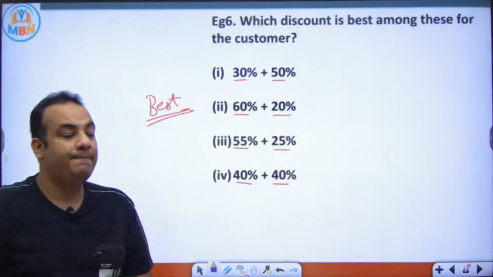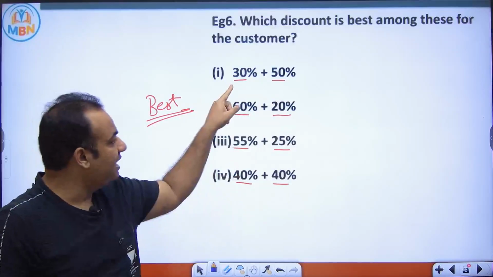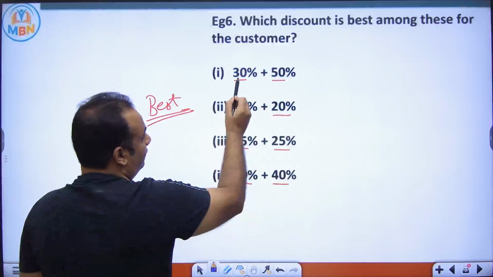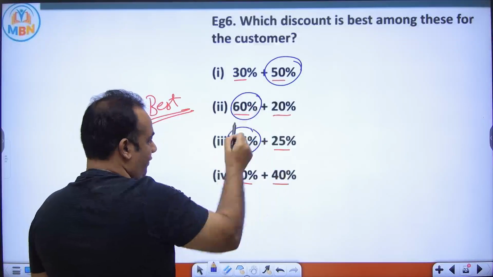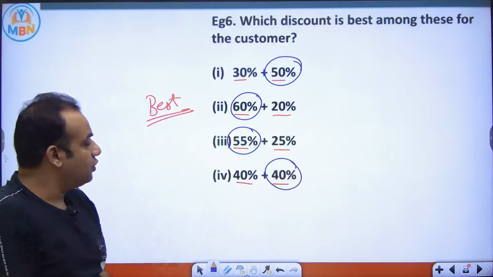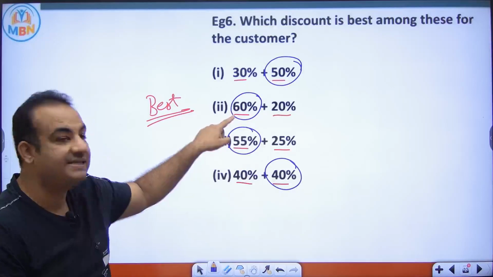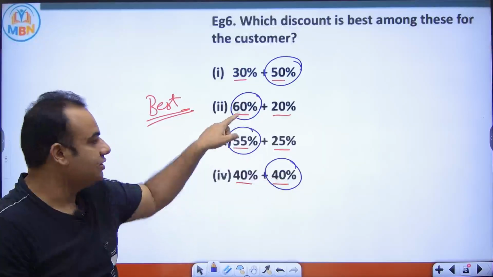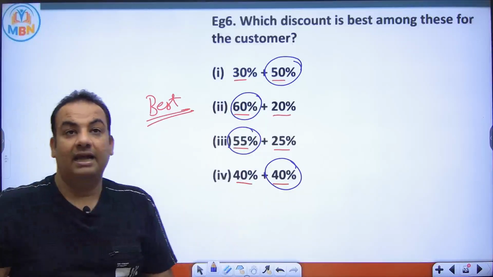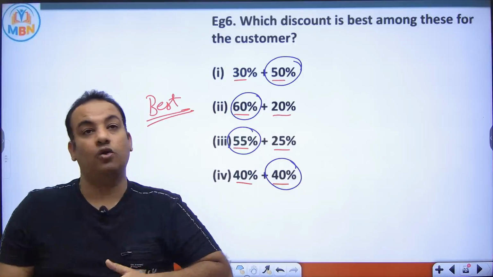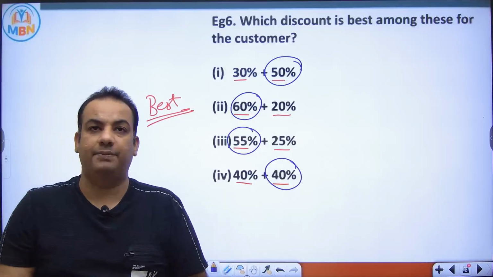Or what you can check, if their sum is the same, 80, 80, 80, 80, see the bigger value. Out of 30 and 50, 50 is bigger; 60 and 20, 60 is bigger; 55 and 25, 55 is bigger. These are the same. So whatever the order of these values is the order of the discount. 60 is the greatest one among these 4 values. So this is the maximum discount. If I ask you which is the minimum discount, that is the 4th. And I would suggest you all go by the detailed approach also. Try to calculate all the discounts and check which is the best one.